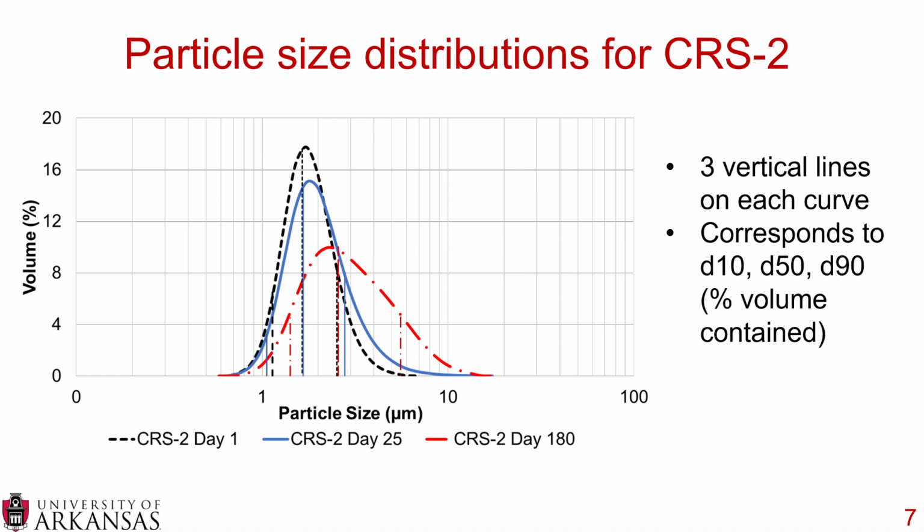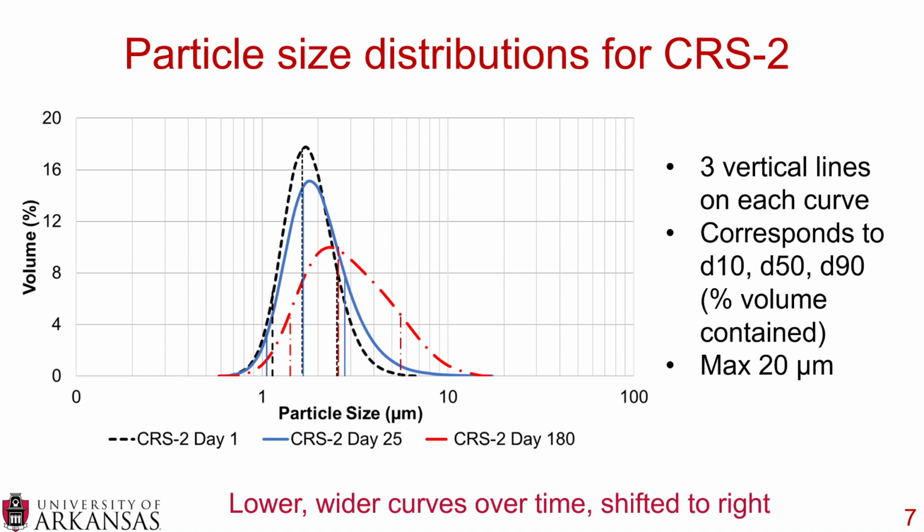That means that 10% of the volume is smaller, or 10% is contained, and 90% is larger. D50 has 50 on each side, and then D90, 90% of the volume is to the left. It's smaller than the D90 particle size, and 10% is larger. And you can also see here that the maximum size of particles for CRS-2 is approximately 20 microns.